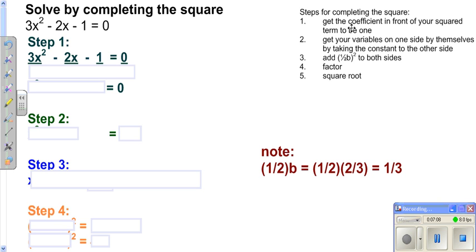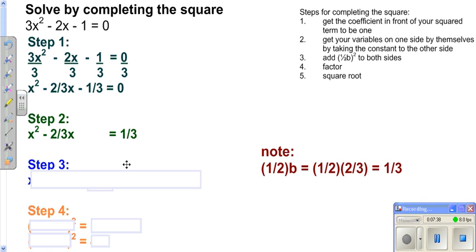It says get the coefficient in front of the squared term to be 1. We have a 3, so we got to get rid of that 3, so let's divide everything by 3. All three terms on the left and the term on the right. So over here we have a 1x squared, a 2/3 x, and a minus 1/3 here. Second step says get the variables on one side. So we got to get these by themselves. We got to get rid of this minus 1/3. So in other words, you have to add 1/3 to both sides.